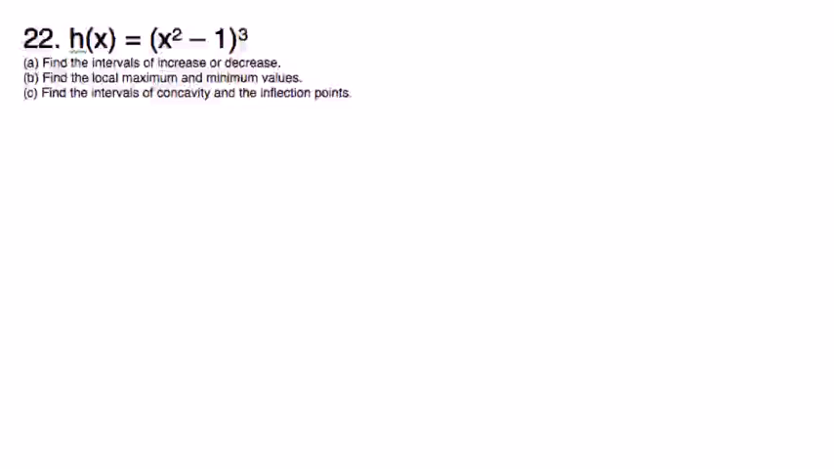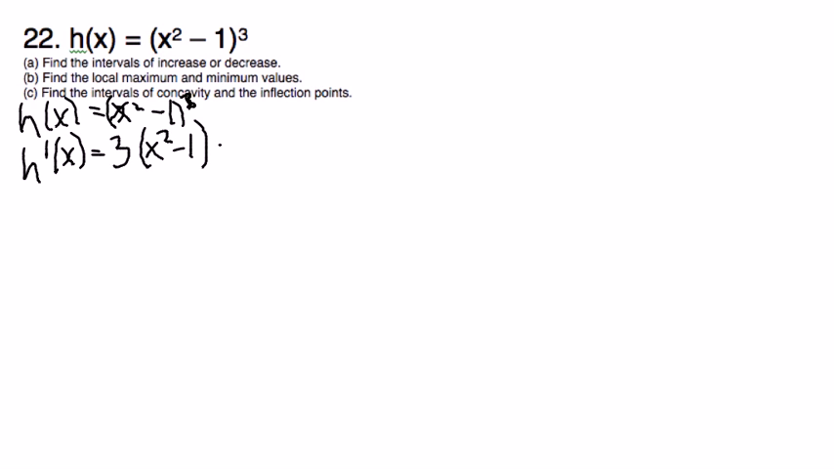Okay, so we're looking at question 22 from section 4.3. It says h of x equals (x squared minus 1) cubed. So what I like to do first is to find both the derivative of h of x and the second derivative. So we'll start with that. We can see that we're going to have to do a chain rule. So we'll get 3 times the baby squared times the derivative of the baby, which is just 2x, which can be simplified to 6x times (x squared minus 1) squared.